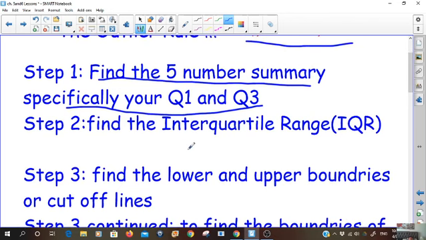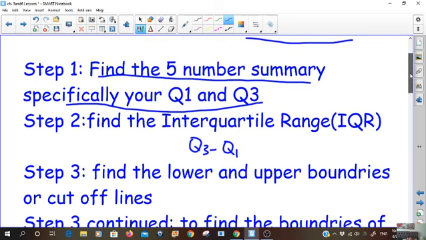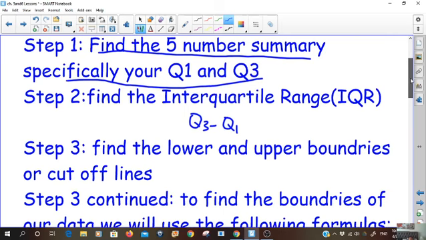So do you remember how to find that? Come on, something minus something, what is it? Do you remember? Come on. So it's Q3 minus Q1. That helps us find the interquartile range. Nice. Okay, write this down. Step number 3, find the lower and upper boundaries or the cutoff lines. Remember, they're not data, they're just cutoff lines.